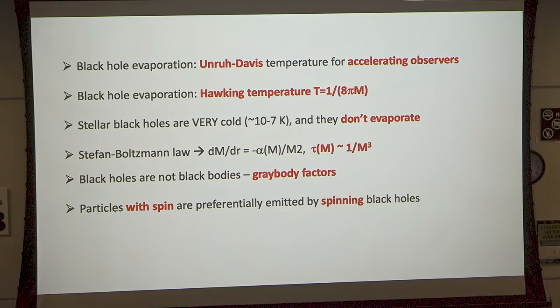Yes? Is the spin of a black hole a discrete quantity? Oh, very good. It is not. It is not because it's a classical quantity. And classically spin, or rather angular momentum, is not quantized.